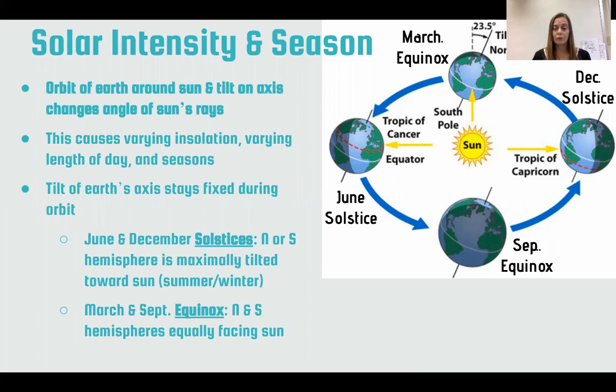So we have two solstices. We have a June solstice, which is the longest day in the northern hemisphere and the shortest day in the southern hemisphere. And we have the December solstice, which is the shortest day in the northern hemisphere and the longest day in the southern hemisphere. And then the equinox is when the north and the south hemispheres face the sun equally. That is both March and September.